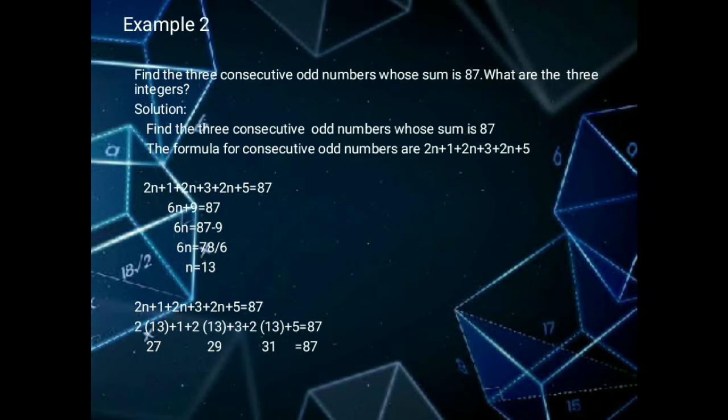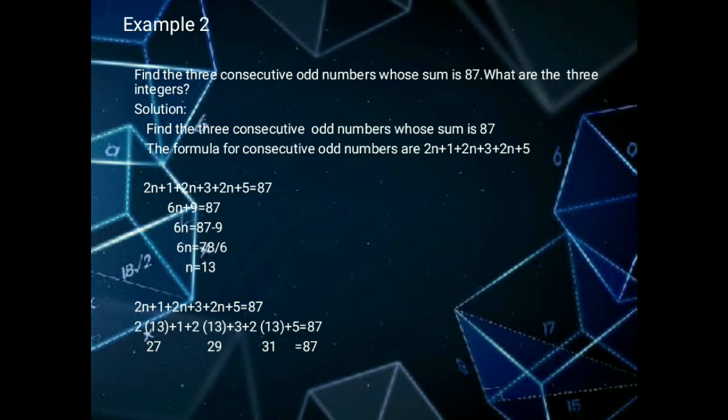So, here is example number 2. Find the three consecutive odd numbers whose sum is 87. What are the three integers? So, our example 1 earlier was even numbers, and now it is odd numbers. Solution: find the three consecutive odd numbers whose sum is 87. The formula for consecutive odd numbers is 2n plus 1 plus 2n plus 3 plus 2n plus 5 equals 87.